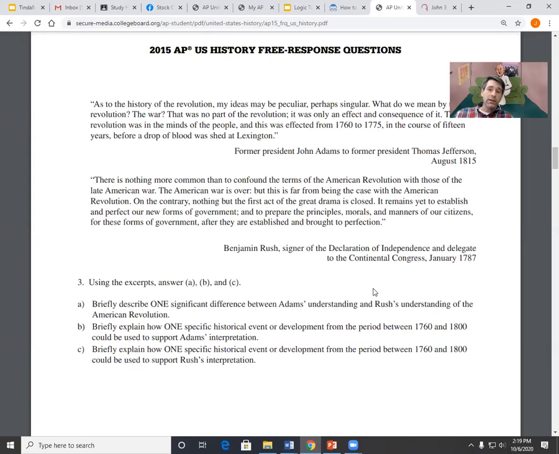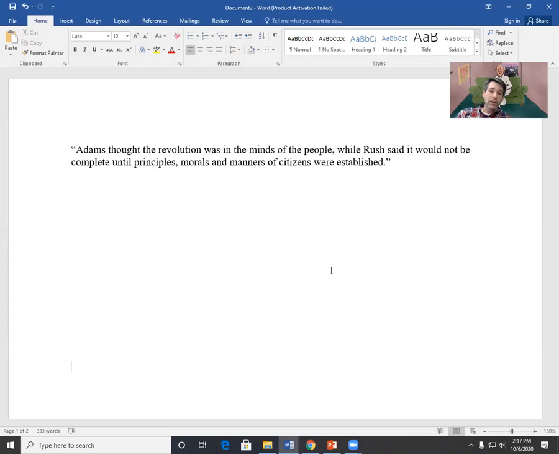But rather than looking at your example and offering solutions for your assignment, let's look now at this other sample question. Please go ahead and pause this video, read both John Adams and Benjamin Rush's explanation for what the revolution really was. And then let's look at the first A of the questions. Briefly describe one significant difference between Adams' understanding and Rush's understanding of the American Revolution. They're both trying to define what it was. What are the differences? Here is one possible response for A, B, or C that would not be acceptable.